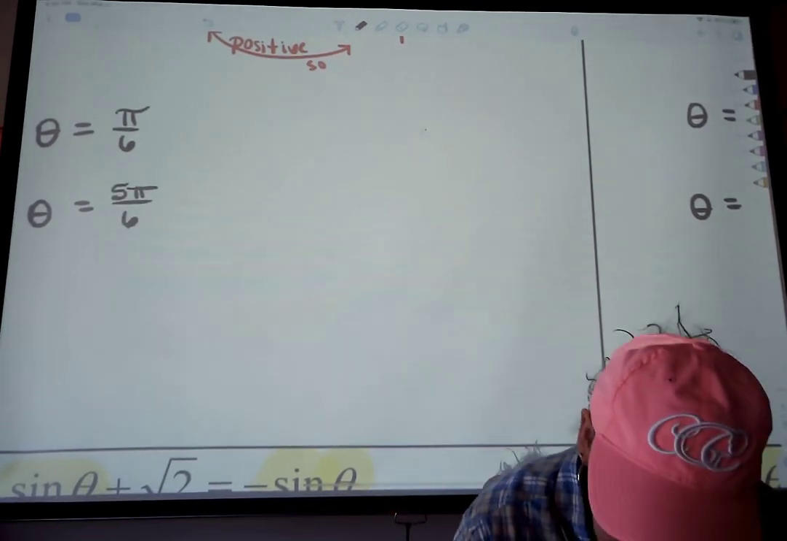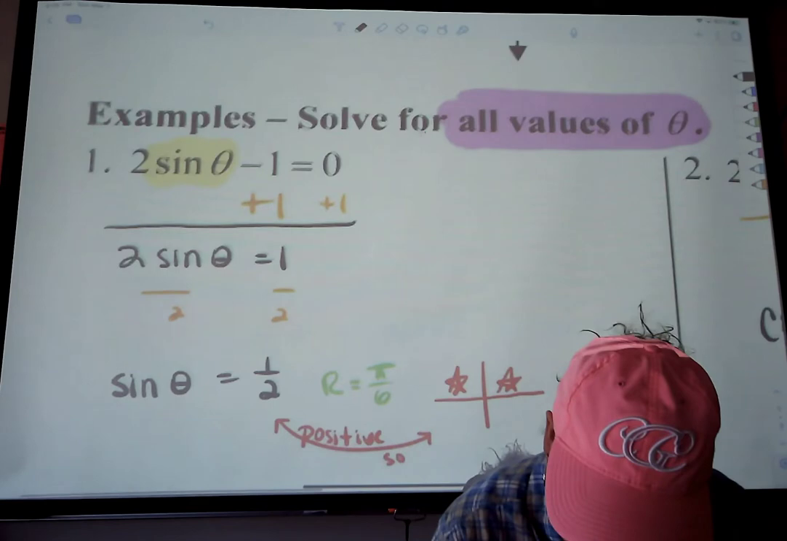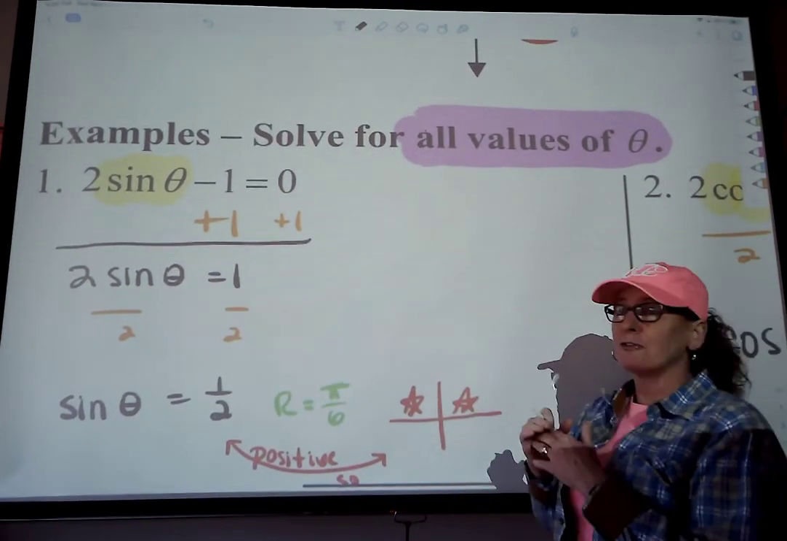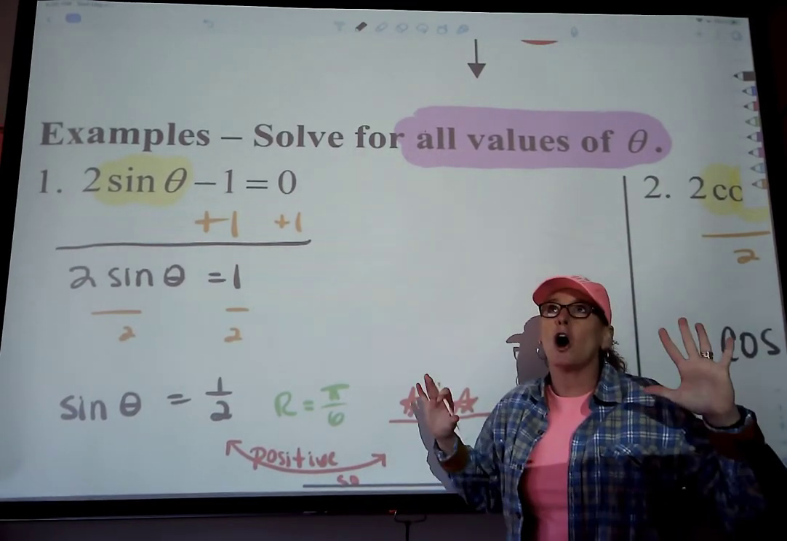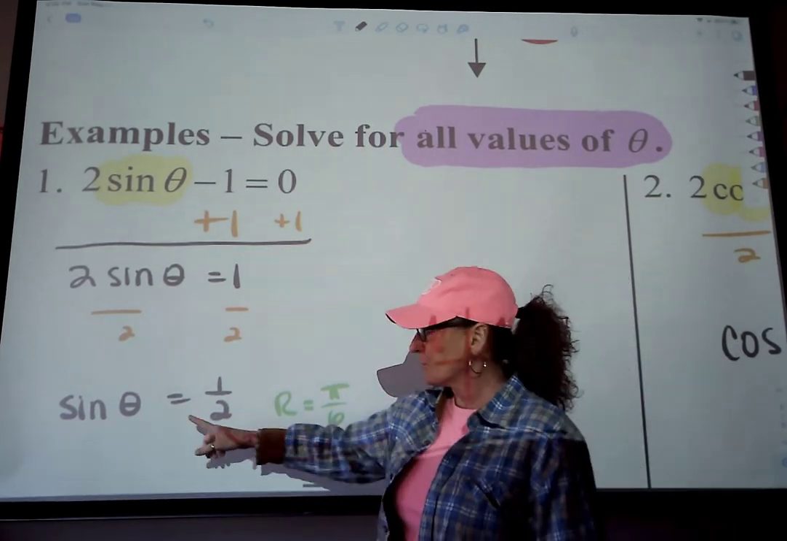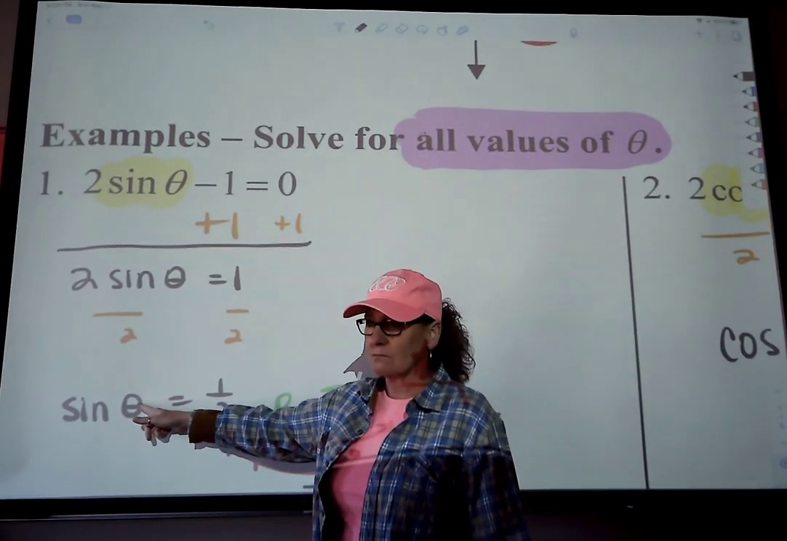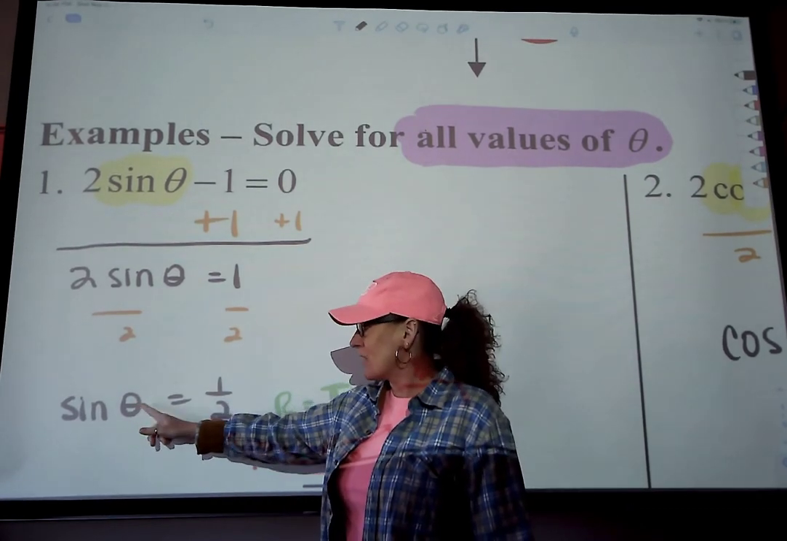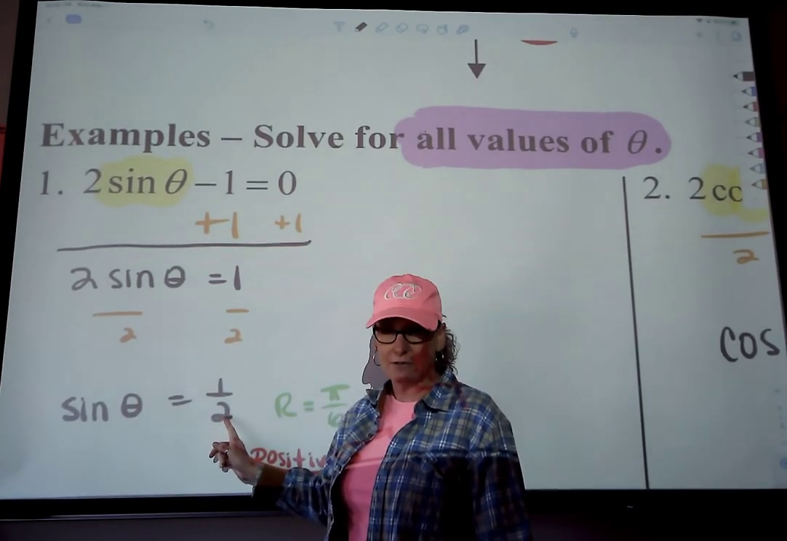Now, we're not quite finished with this problem. I'm going to go back to the directions. It says solve for all values of theta. All values of theta. So, check this out. What angles could have a positive sine fraction of 1/2?